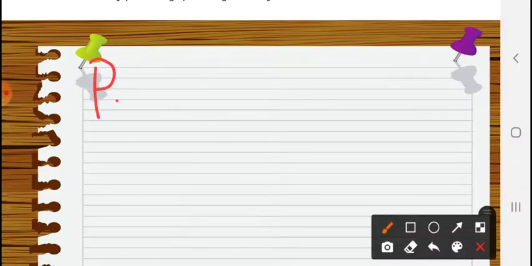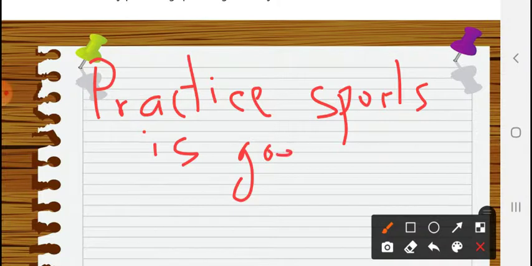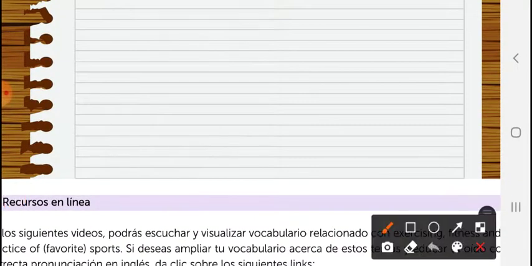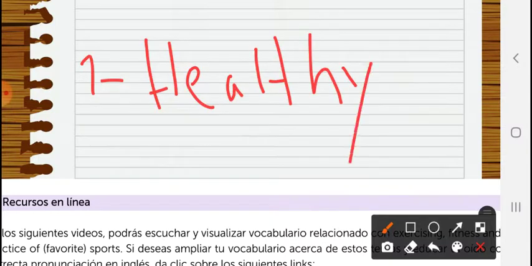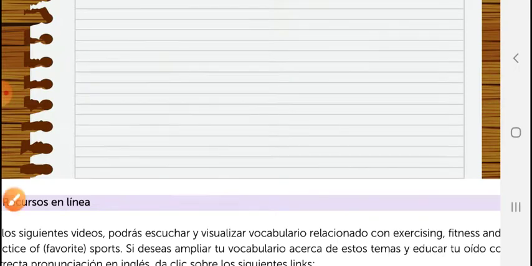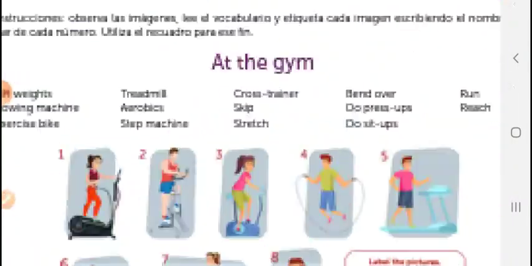For example, practice sports is good for me because, porque, y damos las 5 razones. Number 1 is healthy, yes, saludable. Number 2 is fun, divertido, yes. And you continue writing the different reasons why you think playing sports is important, okay?